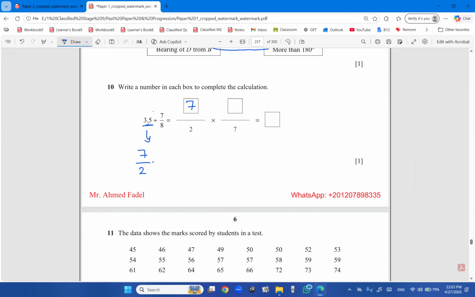Then it is 7 over 2 divided by 7 over 8. Keep, change the division into multiplication, and flip 7 over 8, which becomes 8 over 7. Now you can multiply and then simplify. What I usually prefer is to simplify first. The 7 with the 7, bye-bye, and the 8 with the 2: this divided by 2 is 1, this divided by 2 is 4. So it's just 4 over 1, which is 4.